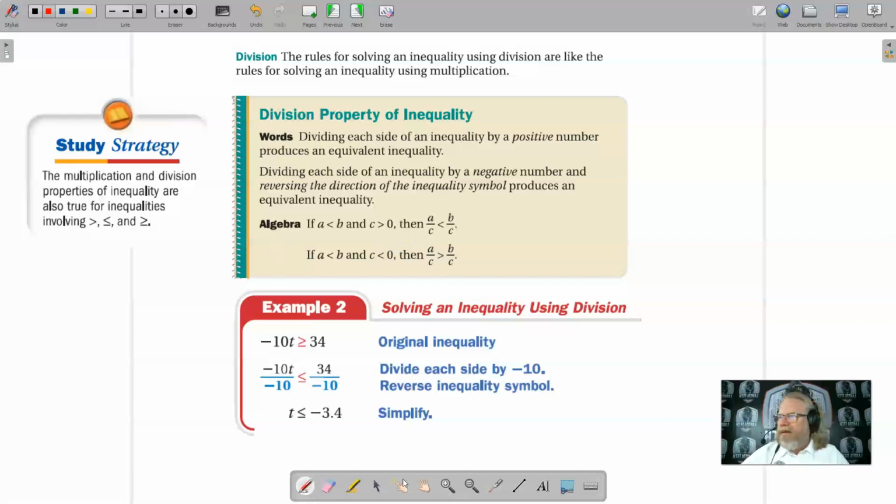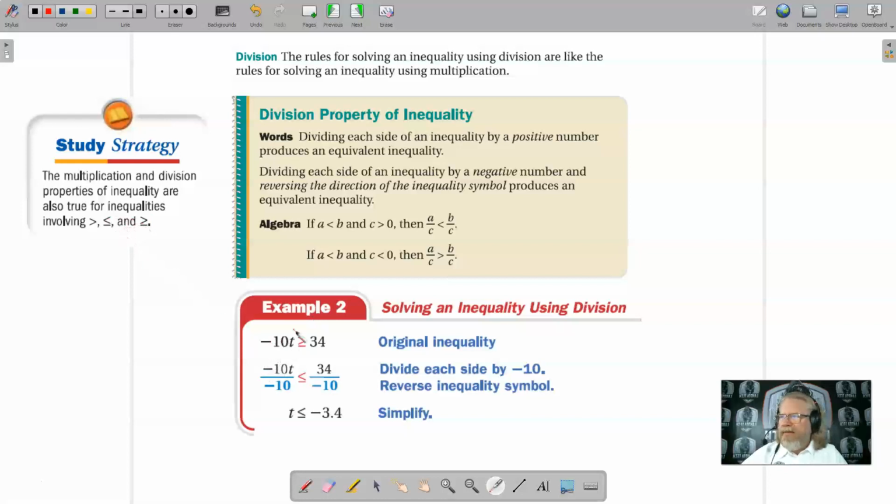And also keep in mind that the multiplication and division property of equality are also true for the inequalities involving greater than, less than or equal to, and greater than or equal to. The idea is that it applies to all four of the inequality signs.